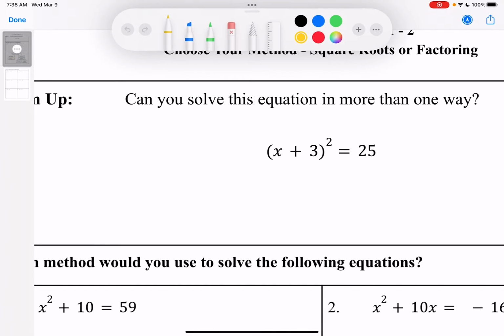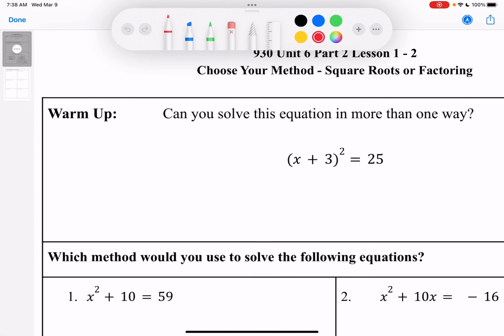So probably after yesterday's lesson when we were talking about factoring, the first thing that would come into your head is maybe I would want to multiply out this x plus 3, this binomial squared, and then use factoring. That could be one method, right? So factoring would be one way. But in order to do that, we'd have to do quite a bit of work. And that would start by taking this x plus 3 in parentheses and squaring it.